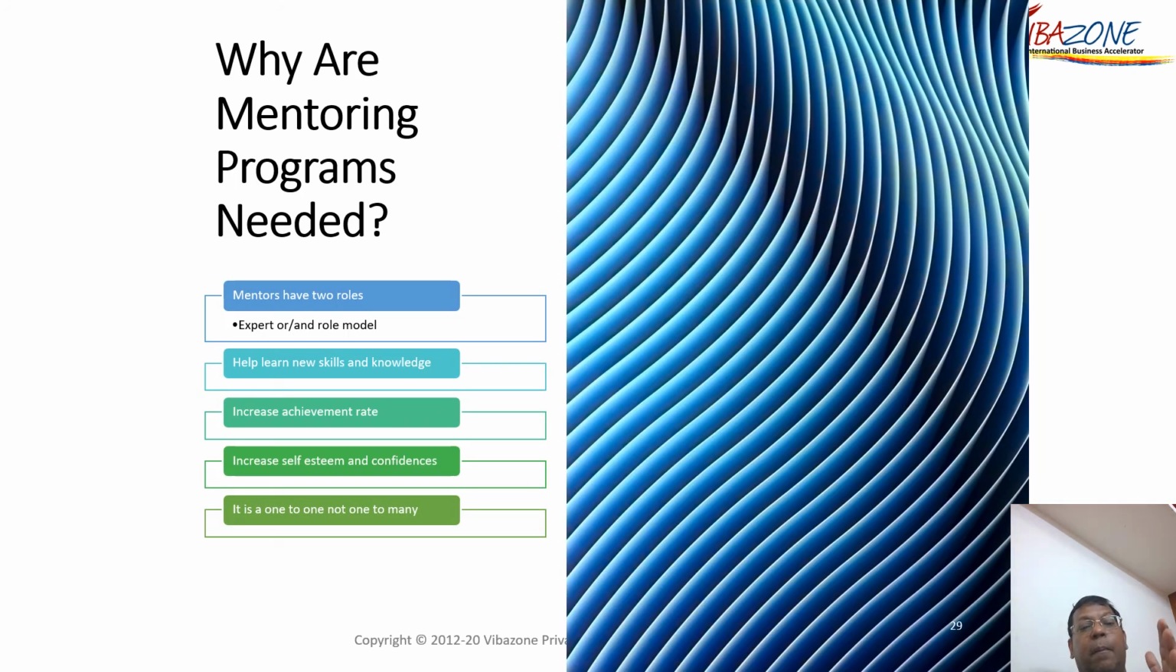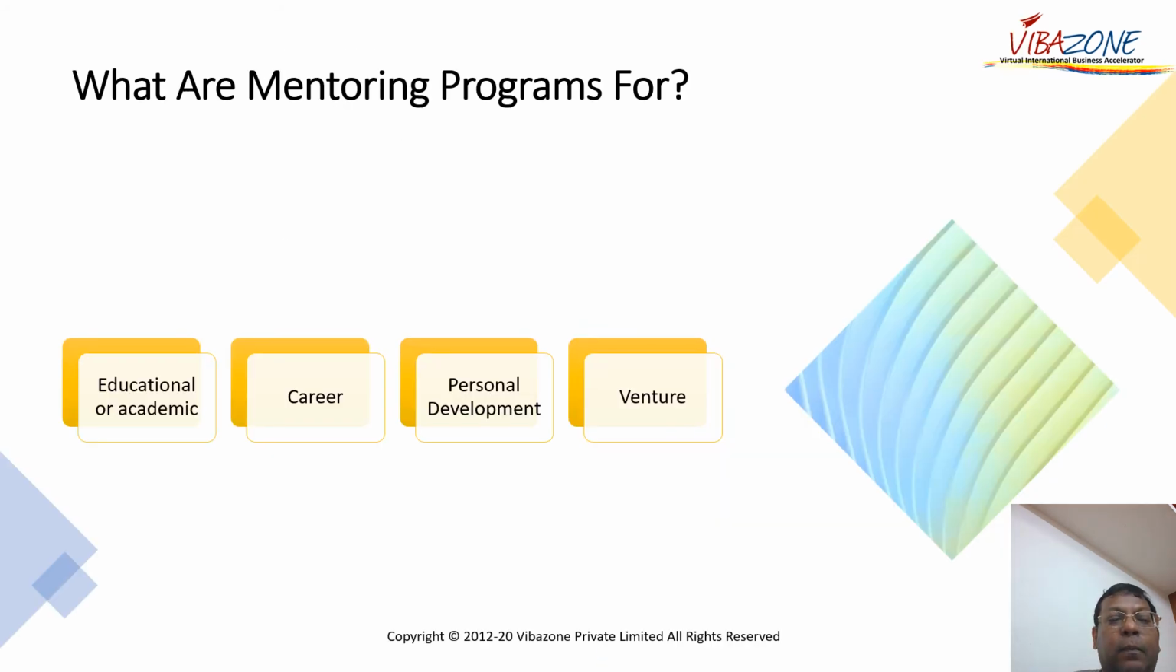Now, mentoring is needed for the following reasons. Mentors can be experts or they can be role models. We already said this. They help in learning new skills, they increase achievement rate, they also help you with self-confidence and self-esteem. It is one to one, not one to many. It's always one to one.